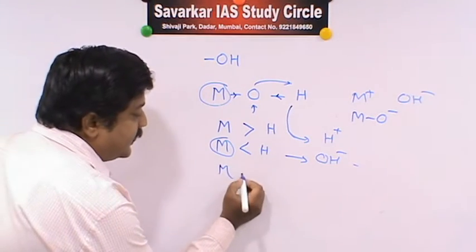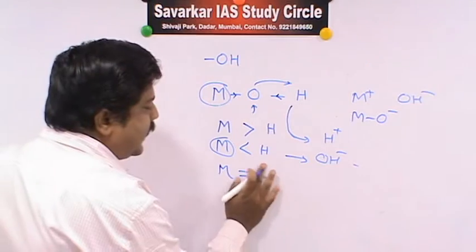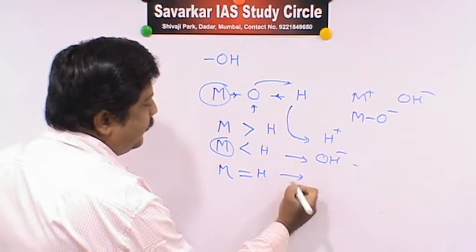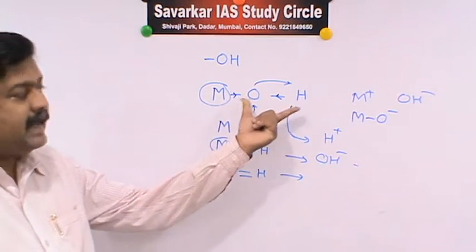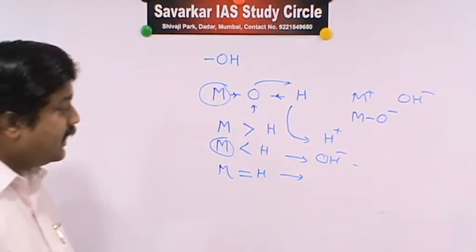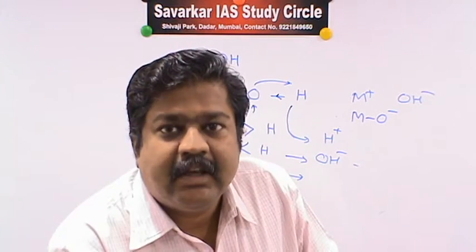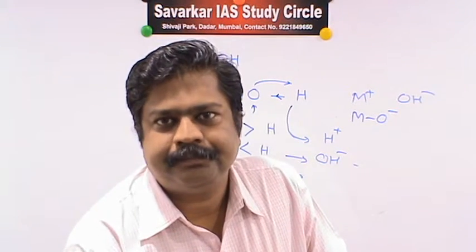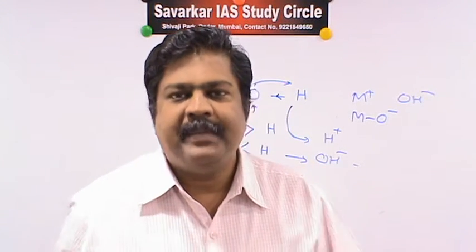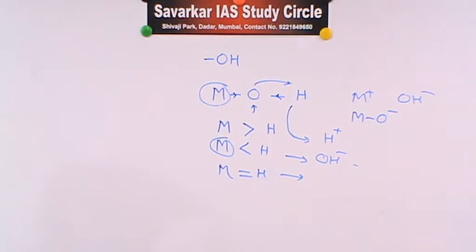Just imagine if the electronegativity of M and the electronegativity of H are the same, then neither H will release nor OH will release. Alright? Then we get the situation that the substance is neutral in nature. Getting the idea? So a substance may be acidic, basic, or neutral, depending upon this condition.